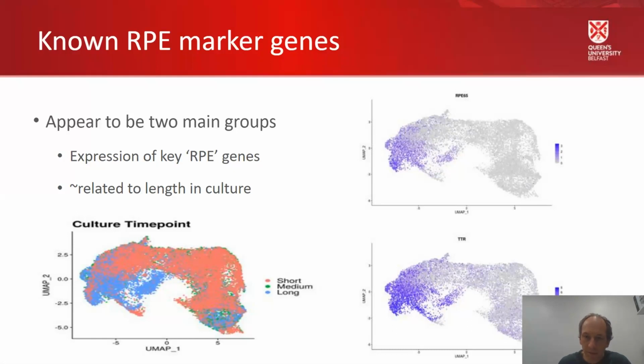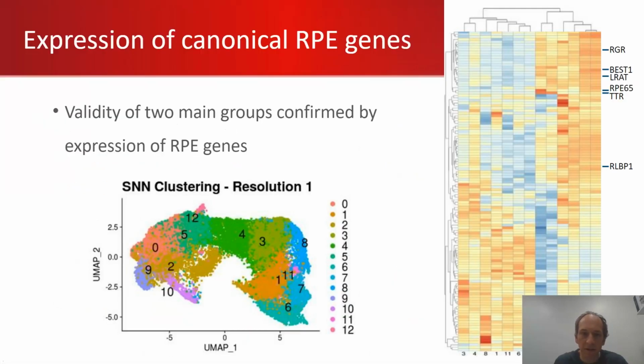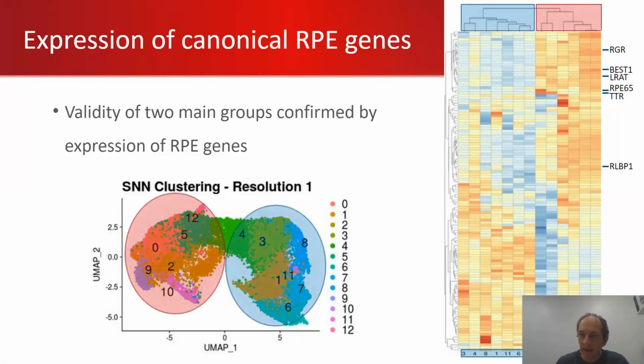To investigate this further, we generated a list of genes that have been associated with the RPE, either from the literature or previous experimental studies. And then we performed clustering. You can see on the heat map on the right-hand side, the heat map shows the average gene expression for each of the clusters shown in the UMAP there. And these clearly fell into two groups, and the clusters co-locate with the two halves, if you like, of the UMAP.